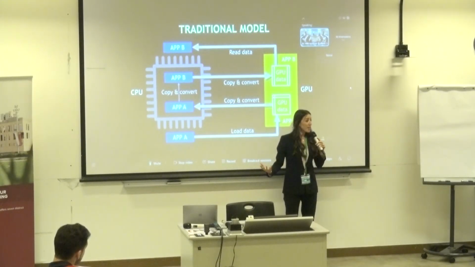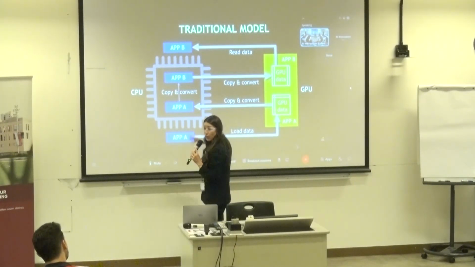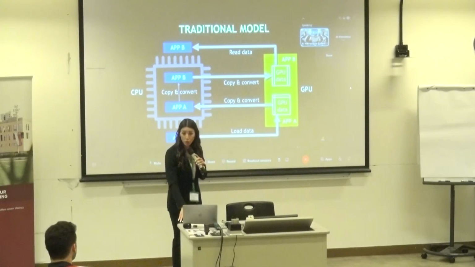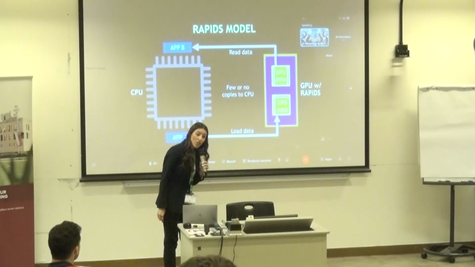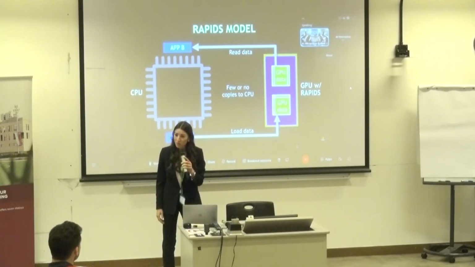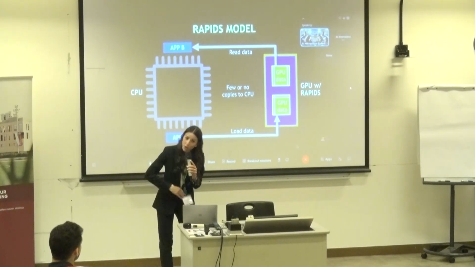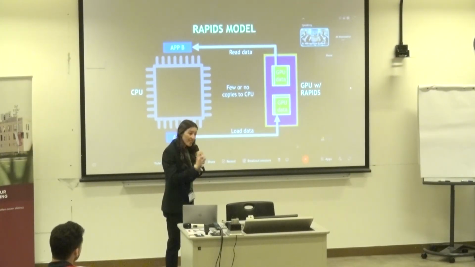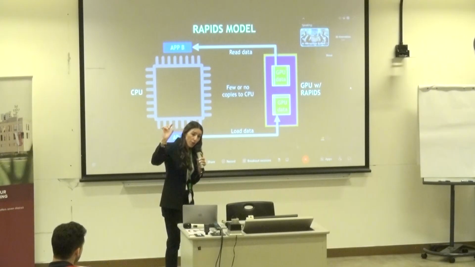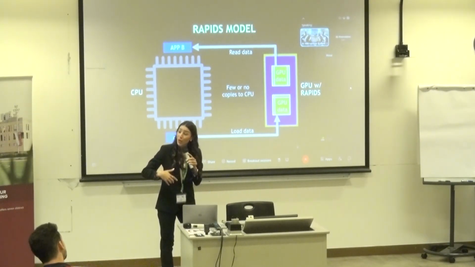So this is where the idea of RAPIDS came from. Can we transform from this model we have here, that we typically do in a data science project, into something like this? How about if you just keep all the data on the GPU, right? Instead of bringing it back and forth between CPU and GPU, just do everything on the GPU. So this is the whole idea of RAPIDS. It will enable you to accelerate every single stage of your pipeline and keep it on the GPU. You don't have to bring it back to the CPU anymore.